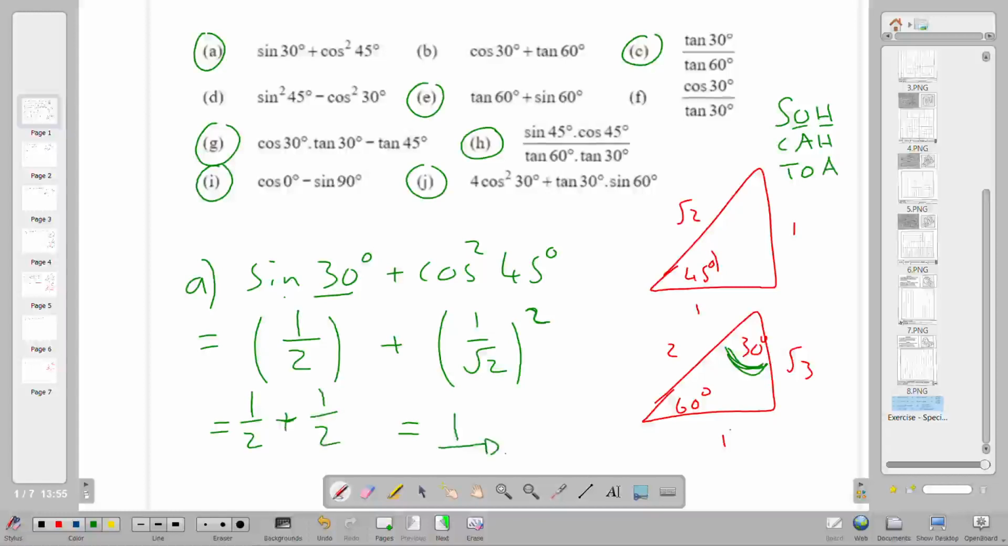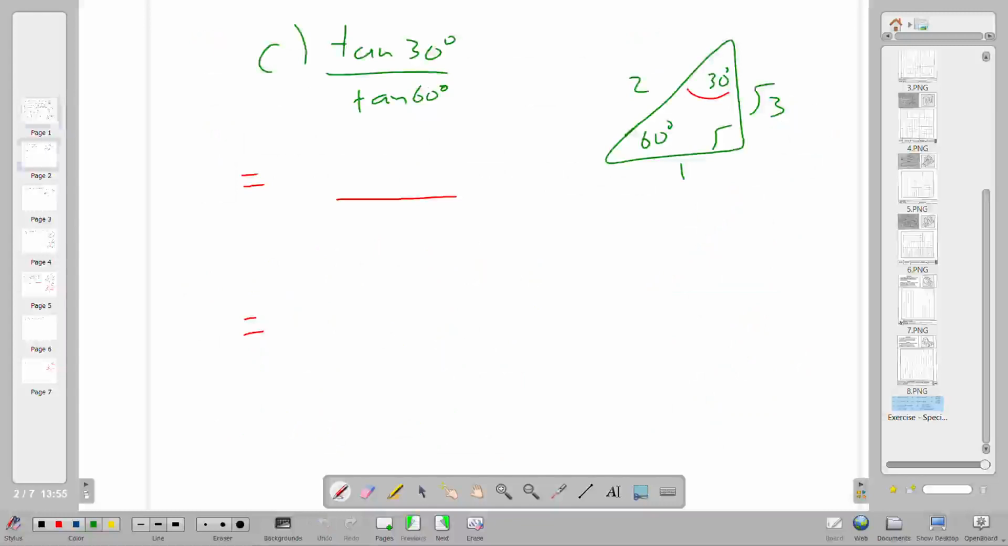Alright, remember to pause the video if I'm going too fast, or if you just want to double check something, just go over it again. Okay, so next one, tan 30 over tan 60. Well, we draw our special triangle, the 60-30 triangle, right? Tan 30, tan is opposite over adjacent. So opposite in this case is 1 over adjacent, which is root 3. Tan 60, now we're looking from this angle. The tan is opposite, so it would be root 3 over 1.